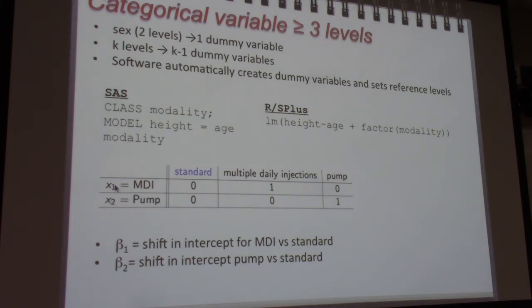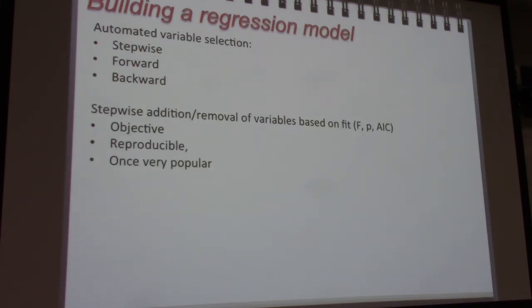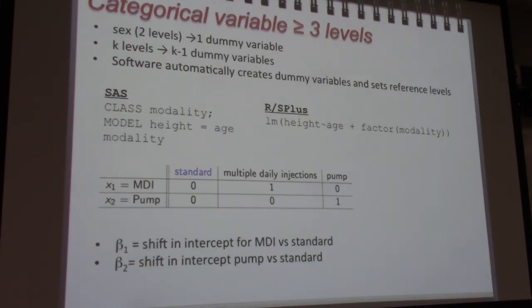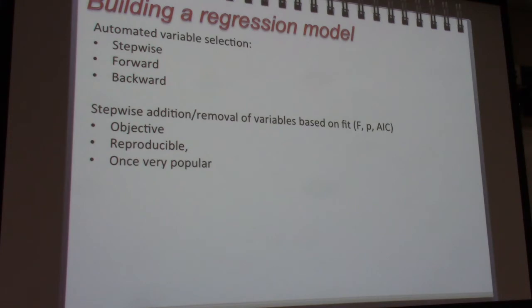Beta 1 associated with x1 measures the shift in the intercept when you go from standard therapy, your reference level, to MDI. Beta 2 measures the shift in the intercept when you go from your reference level standard therapy to pump therapy. So you should now be able to make sense of how categorical variables get included in a regression model.